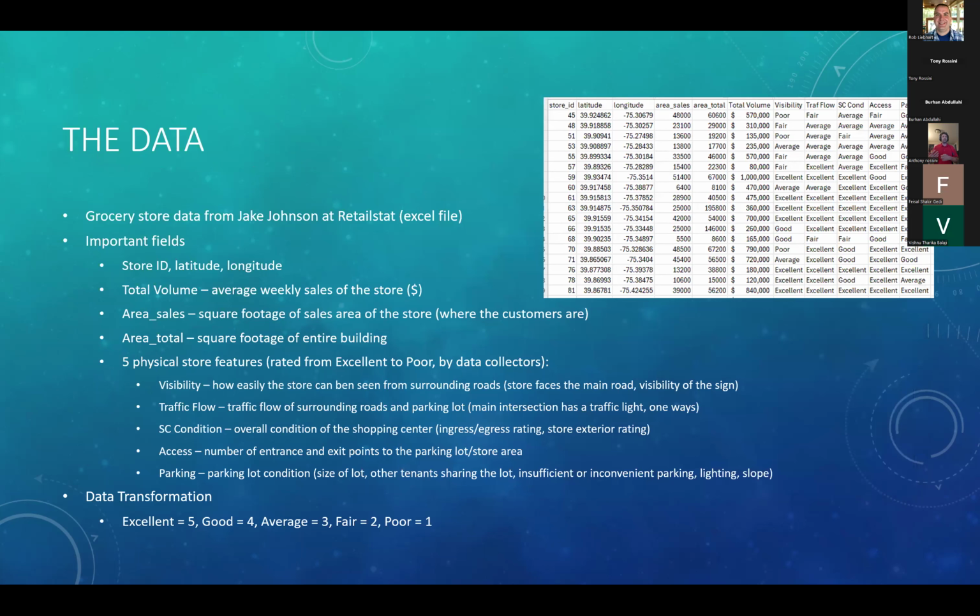Now, looking at the data itself, I got this data specifically from Jake Johnson, who works at Retail Stat, and he's actually an alumni of this program. So big shout out to him for getting me this data.